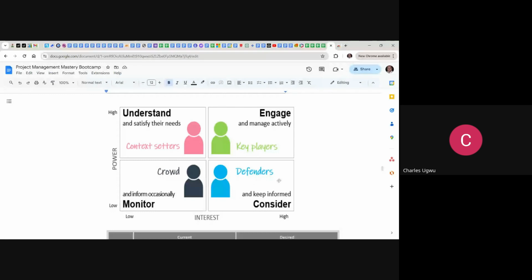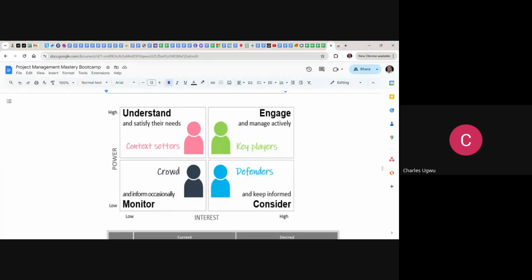You have the defenders here; keep them informed. These people, if you come to your organization, if you are working on, let's use CRM projects, these are people that are going to work with that CRM. If you finish that CRM and deploy it, these are people that are going to be working on that CRM on a daily basis. Such people are sales reps and marketing agents that are going to be using that. They want to know how this new technology is going to look, because this is where they are going to be working.